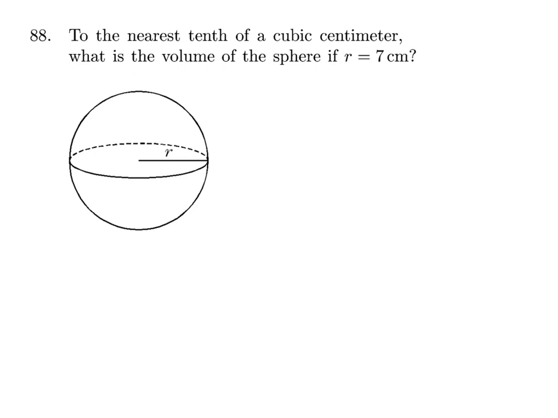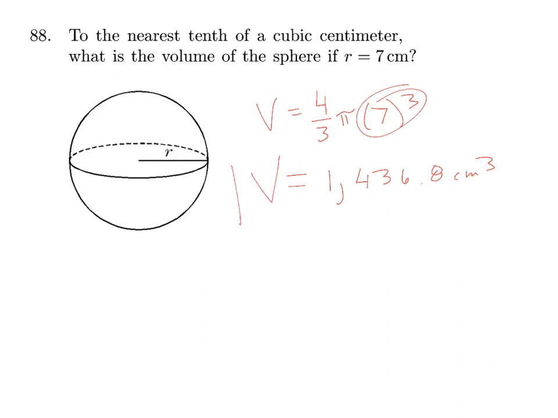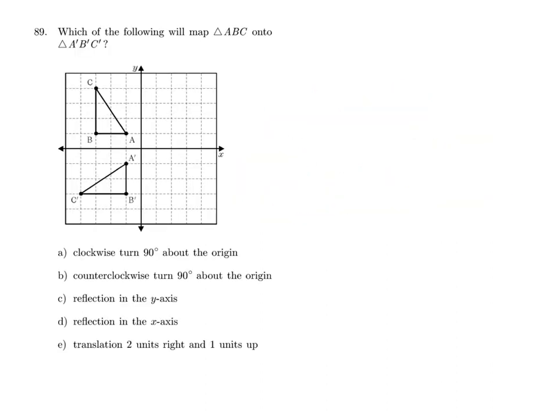Alright, to the nearest tenth of a cubic centimeter, what is the volume of the sphere? Radius 7. So 4/3 pi 7 cubed. Alright, so working this all out, make sure you cube this piece first. We get 1,436.8 centimeters cubed. That's our volume. Done.